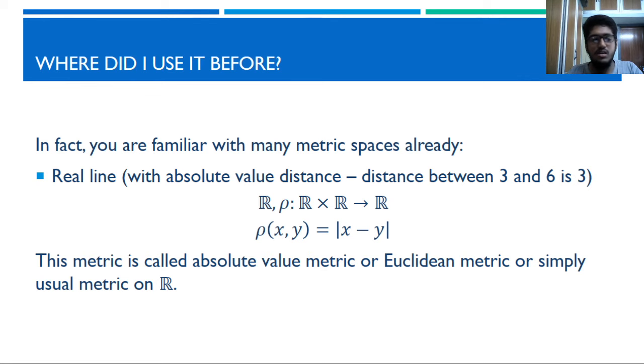This metric has different names. One, it's called the absolute value metric, or it's also called the Euclidean metric on R. And because this is the metric that we use in our real world everywhere, this is also called the usual metric on R.